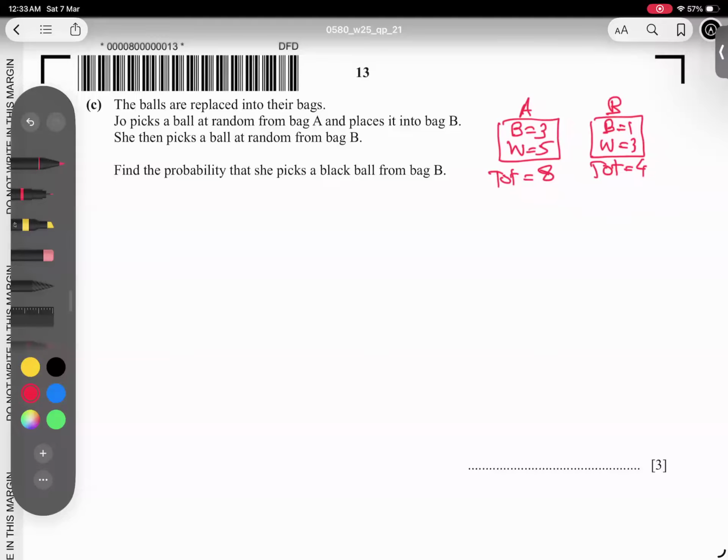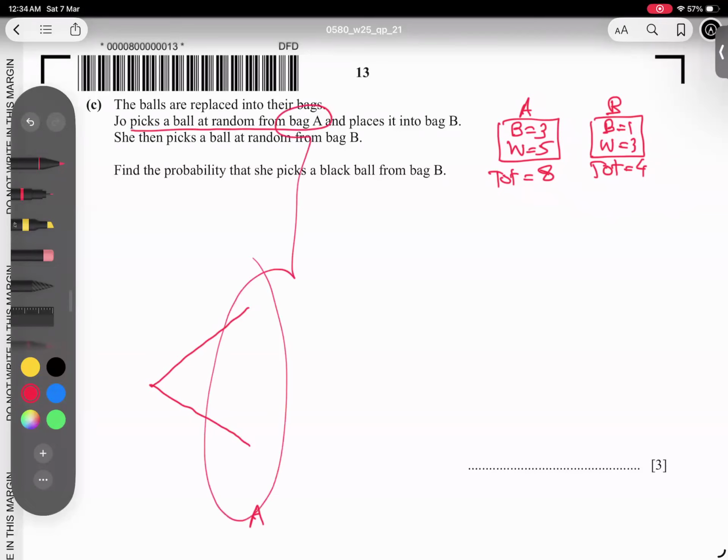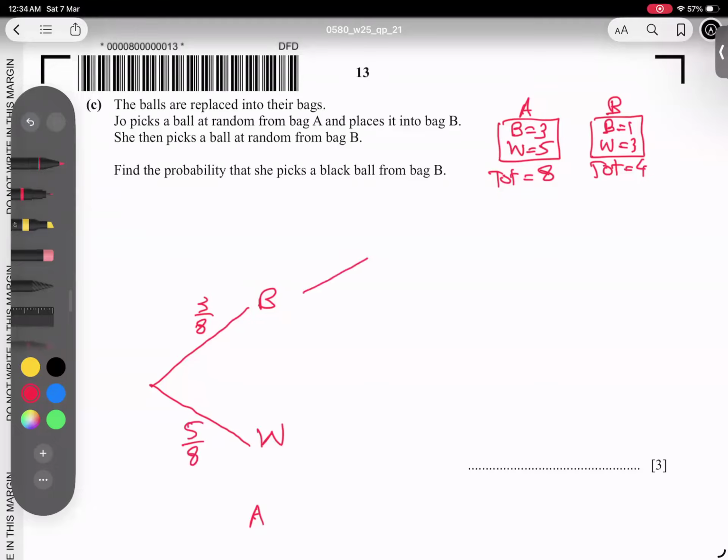What story do we have? We have to make a diagram. This is bag A because he said that Joe picks a ball from bag A. And what are the chances for bag A? We know it very well. Two chances, black and white. Black chance is 3 by 8. I'm writing here 3 by 8. And the white chance here is 5 by 8. So I believe there's nothing hard up till now.